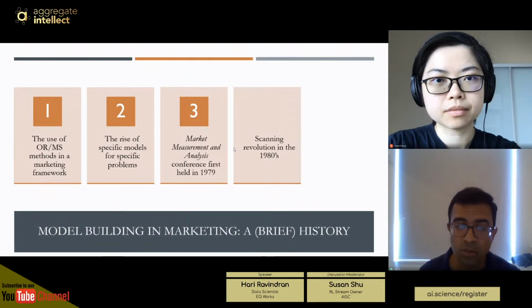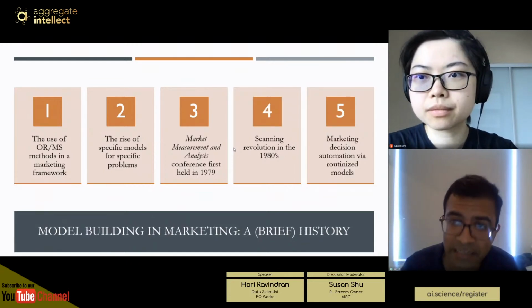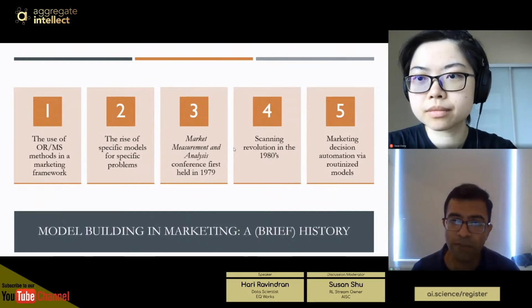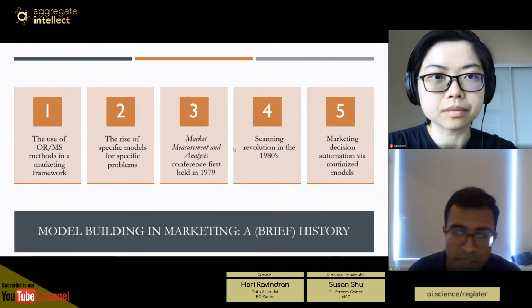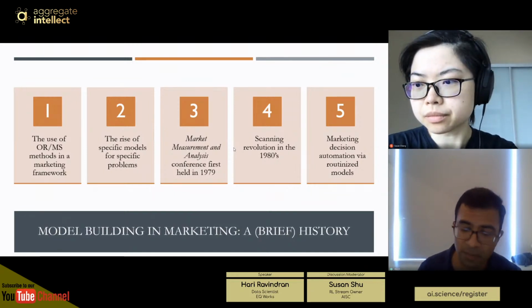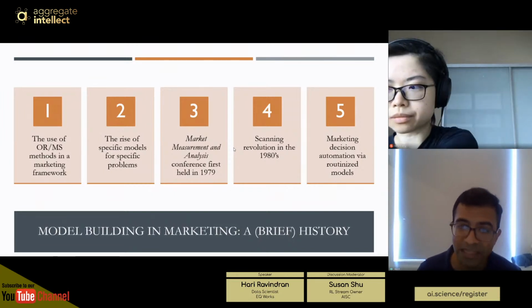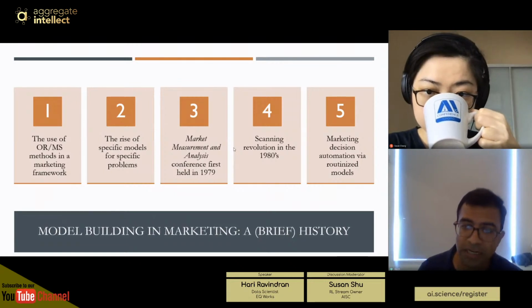And this wealth of data leads to the 1990s, where the idea of marketing decision automation comes into play. So now you're talking about not just developing specific models for specific problems. What you're trying to do is capture the entire marketing process and automate that process with these specific models in production. So that's the era we are in right now.